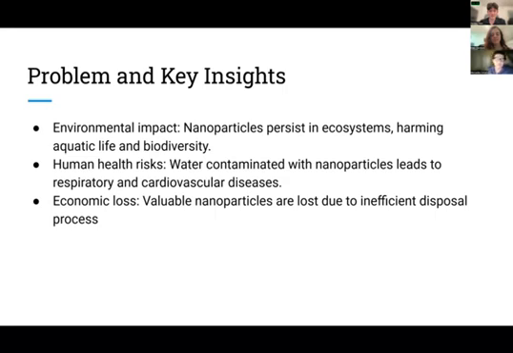Nanoparticles remain in the ecosystems, harming the aquatic life, the fishies, and there's also the human health risk when we're drinking or even in water contaminated with nanoparticles. It can lead to different respiratory and cardiovascular diseases, and there's the economic loss, right? For companies losing these valuable nanoparticles that are being accidentally tossed down the drain, this could lead to an inefficient disposal process.